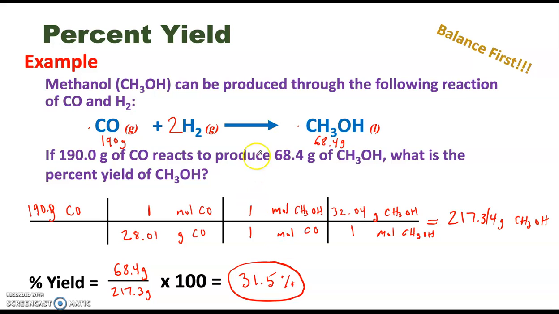So what this means is I expected to get this much when I did the reaction. I only got this much. When I actually did the reaction, let's say I went out and did it, I only got this much. So 68 is only 31.5% of the theoretical amount that I should have gotten out of this reaction. So that is how you do percent yield.